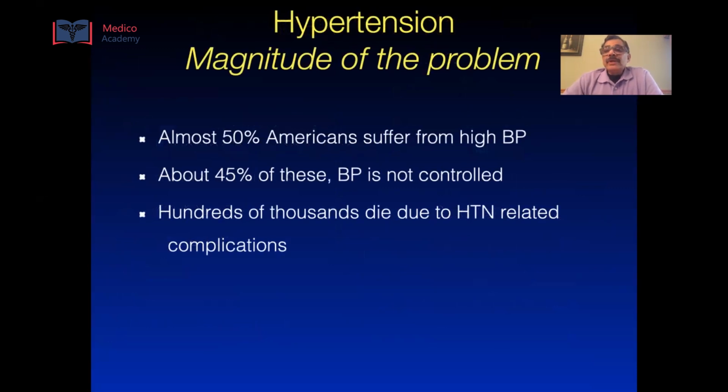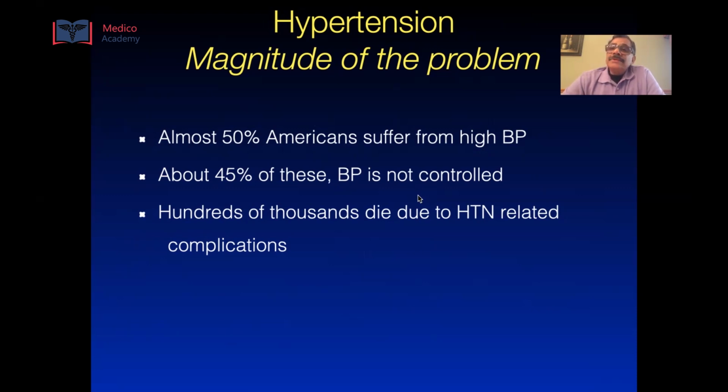What is the significance or magnitude of this problem of hypertension? With this new definition, almost about 50% of the patients suffer from high BP. I mention high BP and not hypertension because many of them may have simply elevated blood pressure. And about 40% of these patients, the blood pressure is not adequately controlled. Many times the patients do not know that they have elevated pressure or hypertension. Many times the medication is not fully effective.